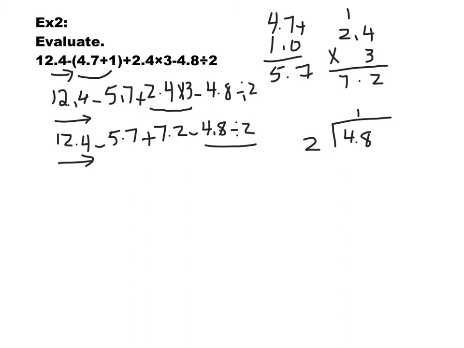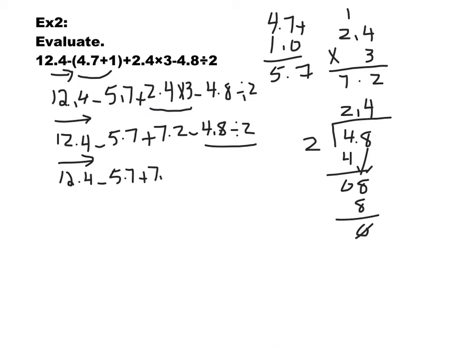I'm going to say 4 divided by 2 gives me 2. 2 times 2 is 4. 4 minus 4 is 0. Then I bring 8 down. 8 divided by 2 gives me 4. 4 times 2 is 8. 8 minus 8 is 0. So the answer is 2.4. Now the expression becomes 12.4 minus 5.7 plus 7.2 minus 2.4.